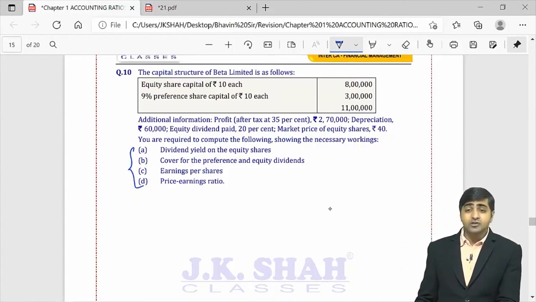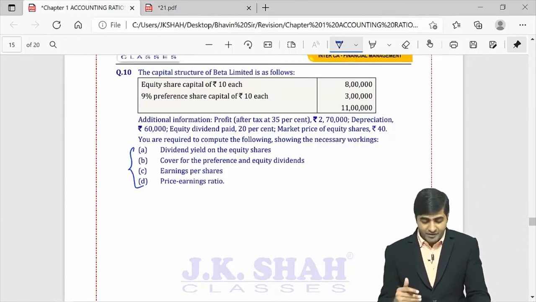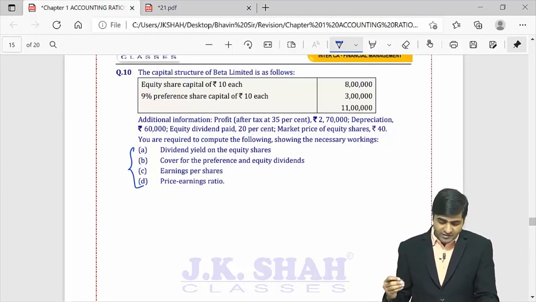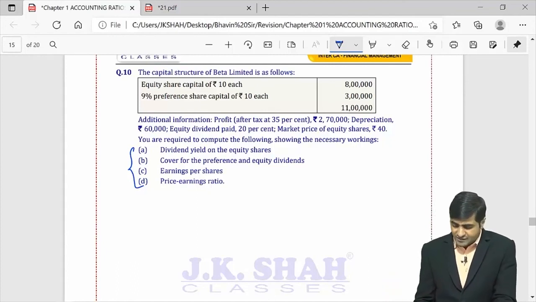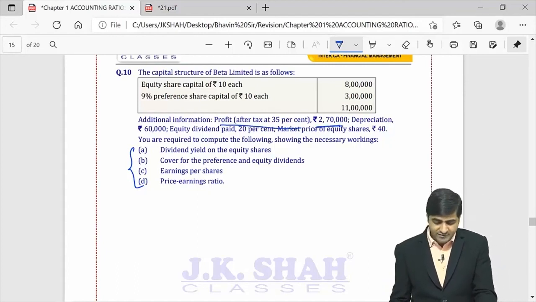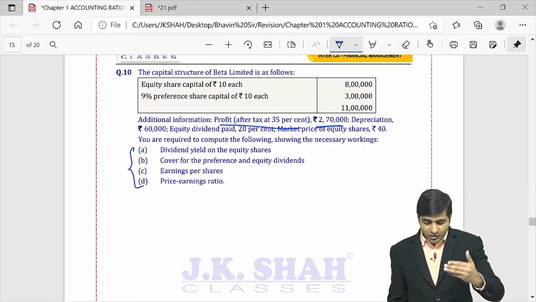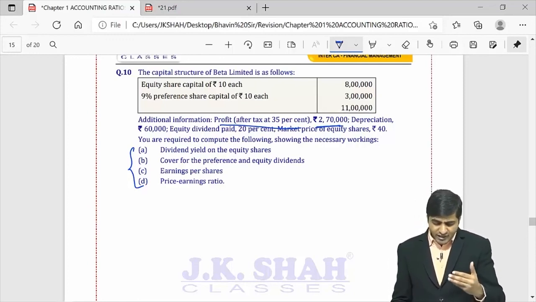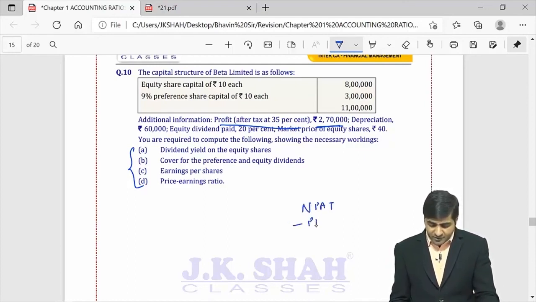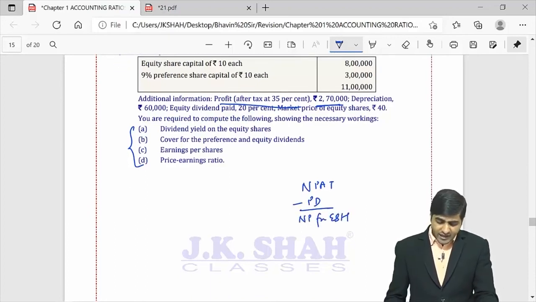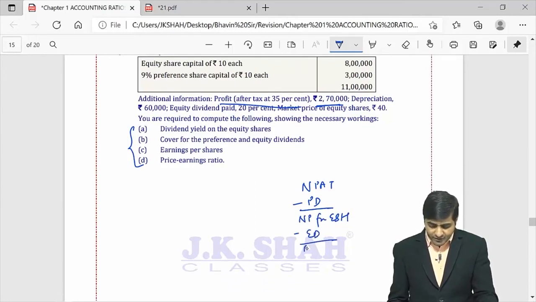Now here also, my dear students, the first step is we are required to prepare your income statement, where we will be starting with sales minus whatever is the cost. But here we don't have to start with sales. We have net profit after tax available, which is 2,70,000. We'll just go reverse and we'll calculate your EBIT. Let us check which details are available. From net profit after tax, if we subtract your preference dividend, we'll be getting your net profit for equity shareholders, and then we'll be subtracting equity dividend, we'll be getting your retained earnings, right?